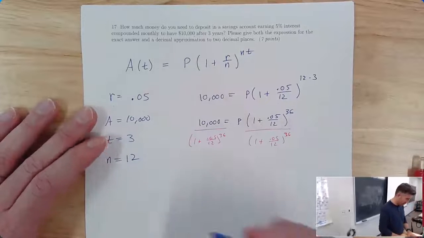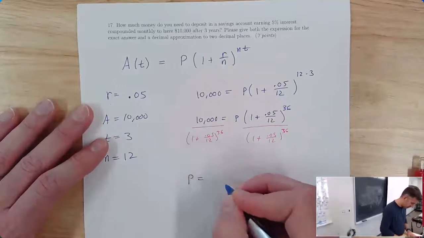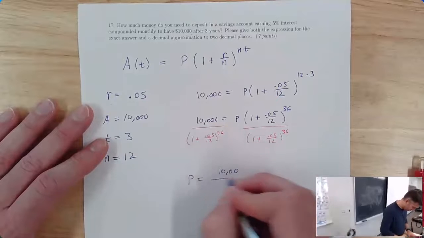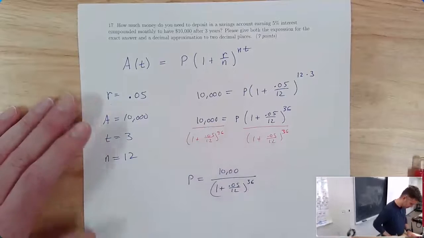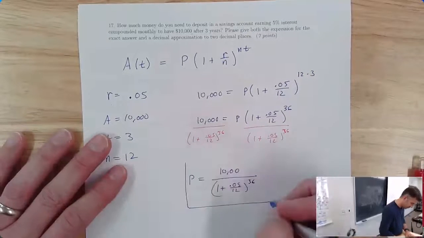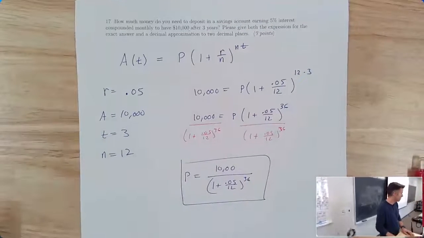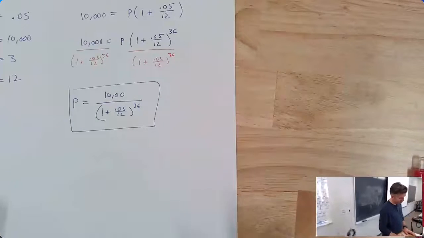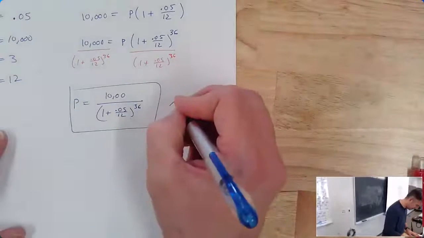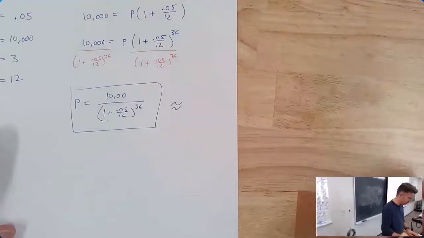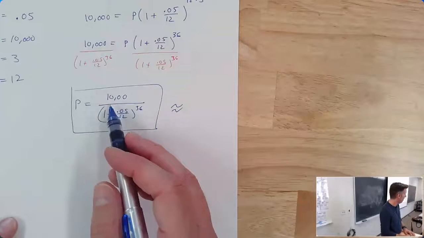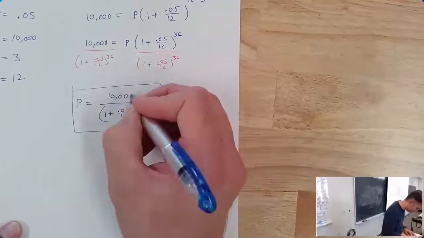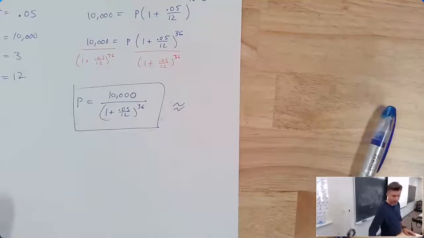So then our expression is that P is equal to 10,000 divided by 1 plus 0.05 divided by 12 to the 36 power. And that's honestly the part I care more about. But it's not particularly meaningful, so we get a decimal approximation. And again, oops, I made a mistake here. It's not a big one, but my 10,000 turned into 1,000, 100. Make sure you get it right.